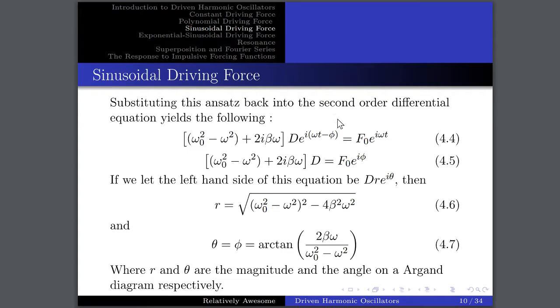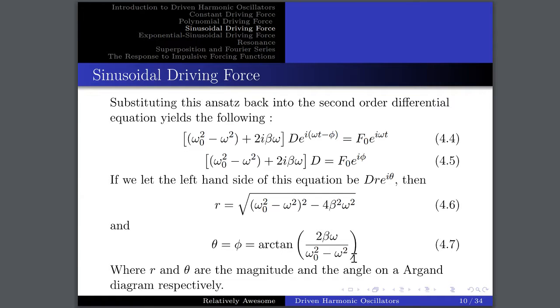Substituting this ansatz back into the second order differential equation, we obtain the following. And if we set the left-hand side of this equation to be d r e to the i theta, then r is simply the magnitude on the Argand diagram, and theta is simply the angle on the Argand diagram.